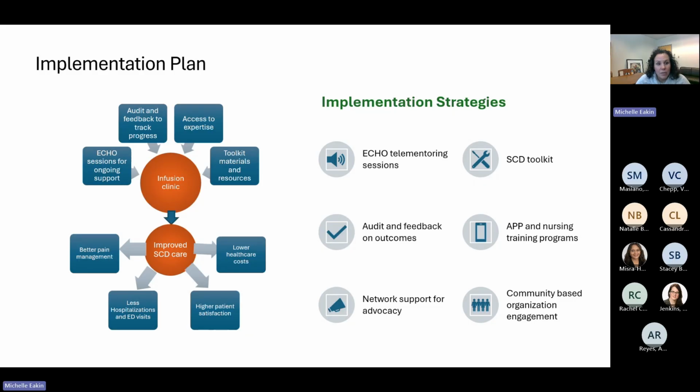And then we asked them to track their outcomes, and we provided monthly run charts with audit and feedback to see how they were doing. Are they meeting the national metric of 60 minutes to first dose? What's their disposition? Are there things that might be impacting it, just using quality improvement methods? And then we had our network support for advocacy and engaging our community-based organizations, where we met quarterly with all of our community representatives from each of the 9 sites and worked on how we can continue to advocate across the implementation. Our goal was that, with these strategies, we would implement the infusion center, whether expanding it or implementing new ones, leading to improved sickle cell care.